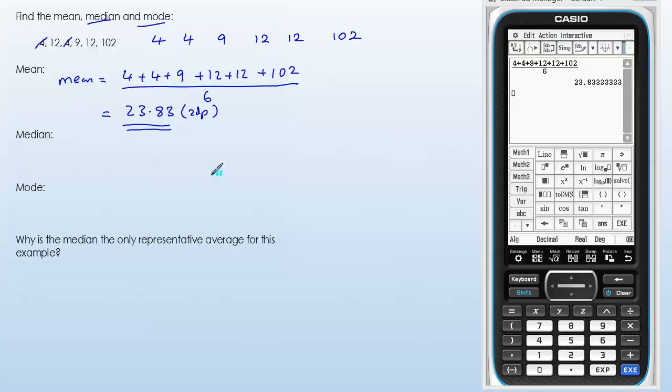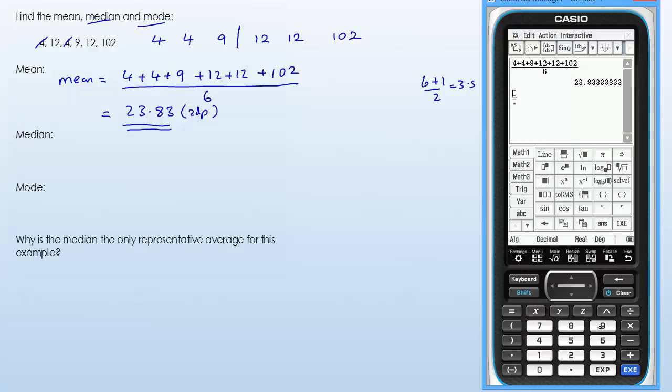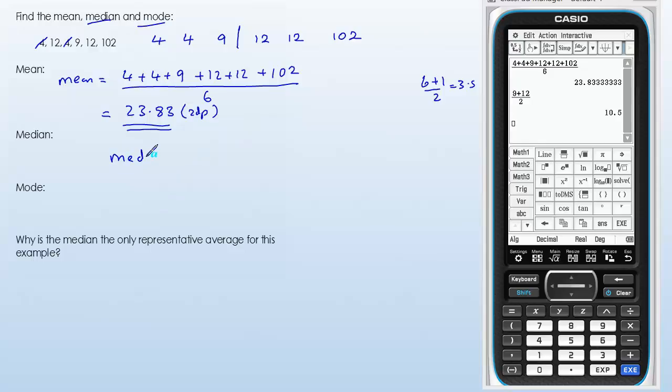So now for the median. Well, we know there's 6 pieces of data. So 6 add 1 divided by 2, 7 over 2 is 3.5. So we need to be halfway between the third and fourth piece of data. So 1, 2, 3. So just in this gap here, halfway between 9 and 12. If you can't spot that, as I mentioned before, you can just do 9 add 12 and divide that by 2. So that's the mean of those two numbers. And that tells us the median is 10.5.